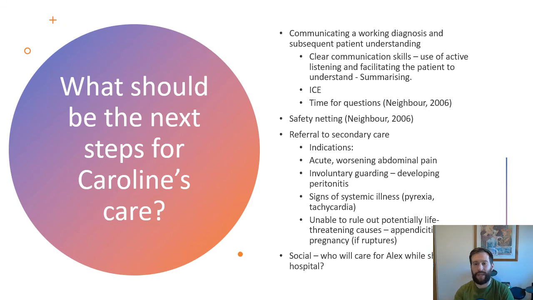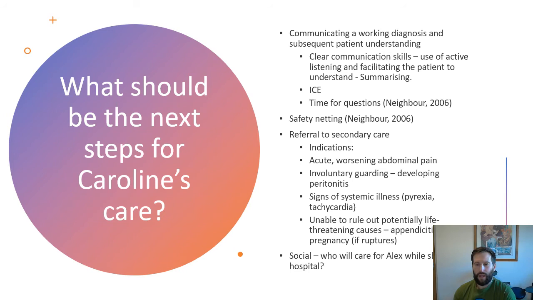So I'm using Neighbour 2006. This is from Neighbour's The Inner Consultation, where he discusses the use of summarising as a way to demonstrate that I'm listening and understanding her perspective, and using ideas, concerns and expectations as well as a useful tool to understand Caroline's perspective on the consultation and her care as we move out of primary care and into an emergency care setting. Offering her time for questions as well is going to be really important for her to be able to feel as though she's got the information that she deems important. And making sure that I use good safety netting as well, which again comes from Neighbour 2016.